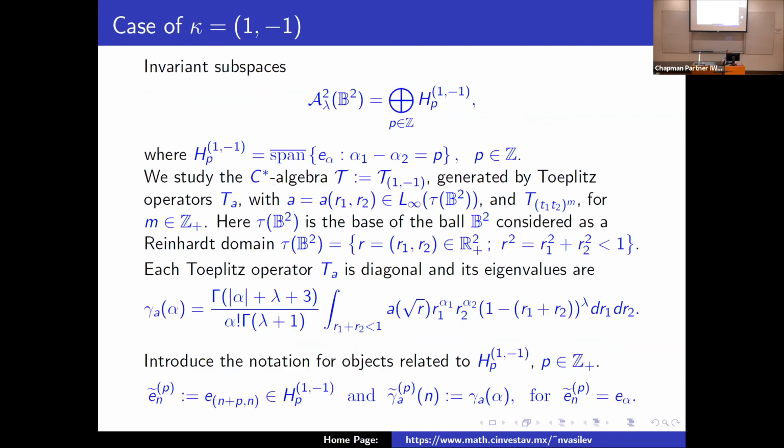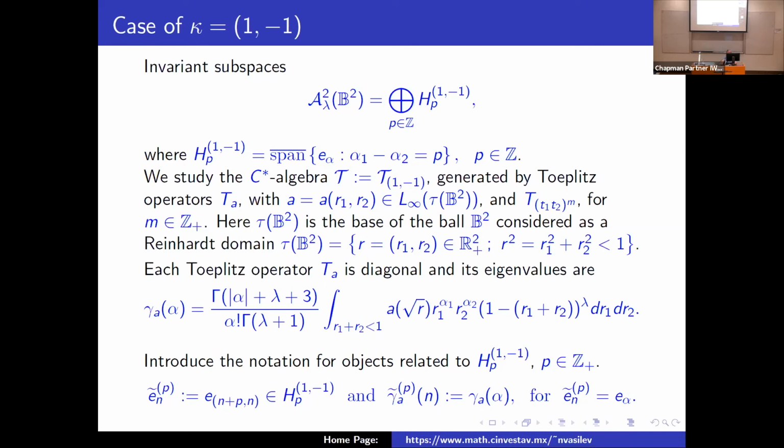More sophisticated case, 1 minus 1. Here is a direct sum decomposition where each infinite dimensional invariant subspace is a closure of the linear span of each basis vector, so that the difference between alpha 1 and alpha 2 is equal to P.